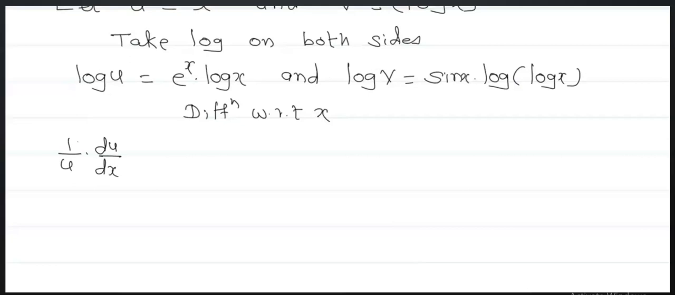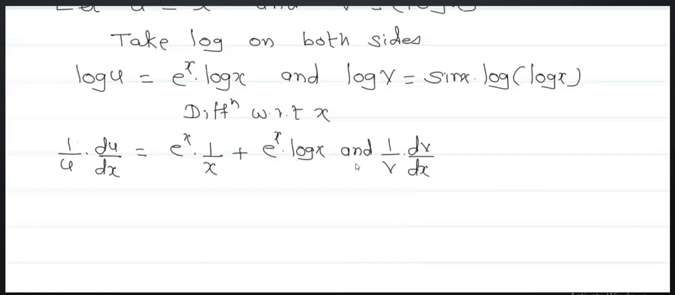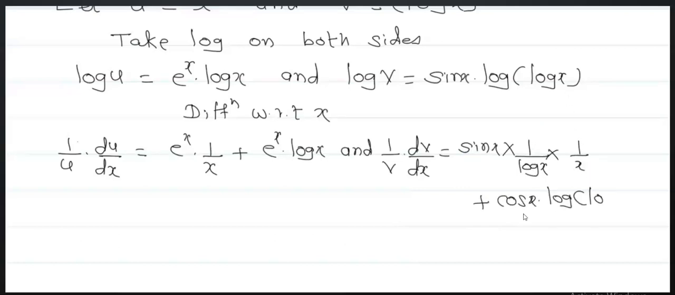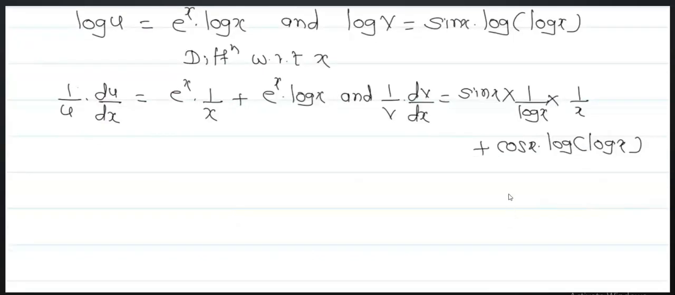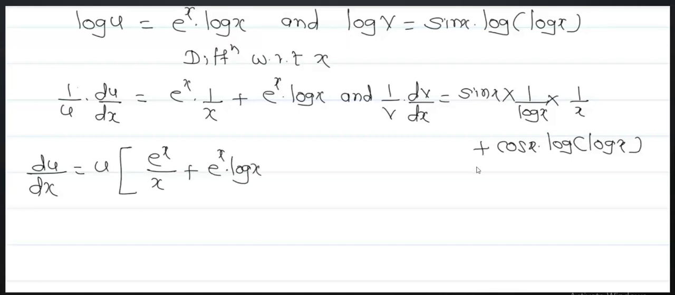Therefore 1 upon u into du by dx, e raised to x into log x. Log of x derivative is 1 upon x, e raised to x. Derivative of e raised to x is e raised to x into log x, plus 1 upon v dv by dx, sin x. Log of log x is 1 upon log x into derivative of log of x, which is 1 upon x. And the next is the derivative of sin, which is cos x into log of log x. Therefore, du by dx is equal to u into in bracket e raised to x upon x plus e raised to x into log x.